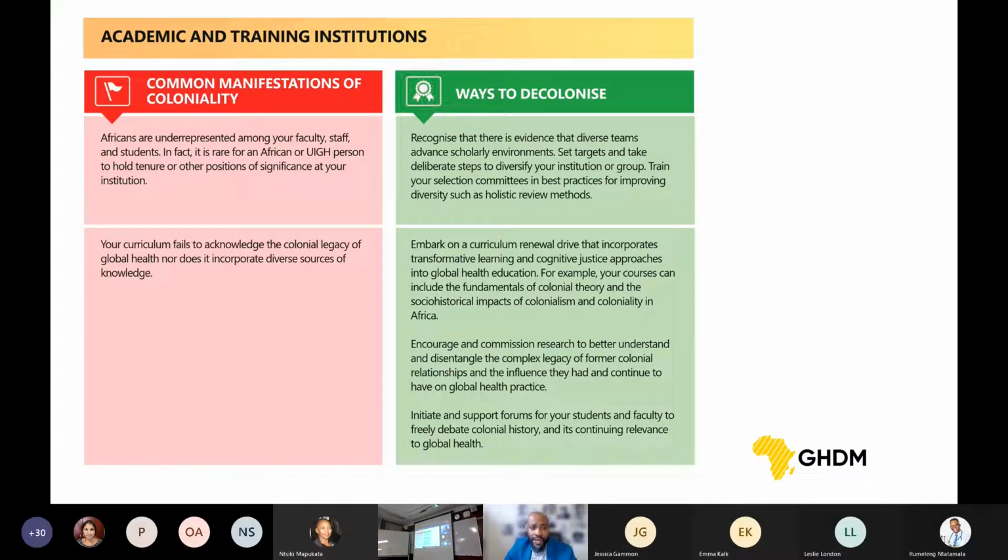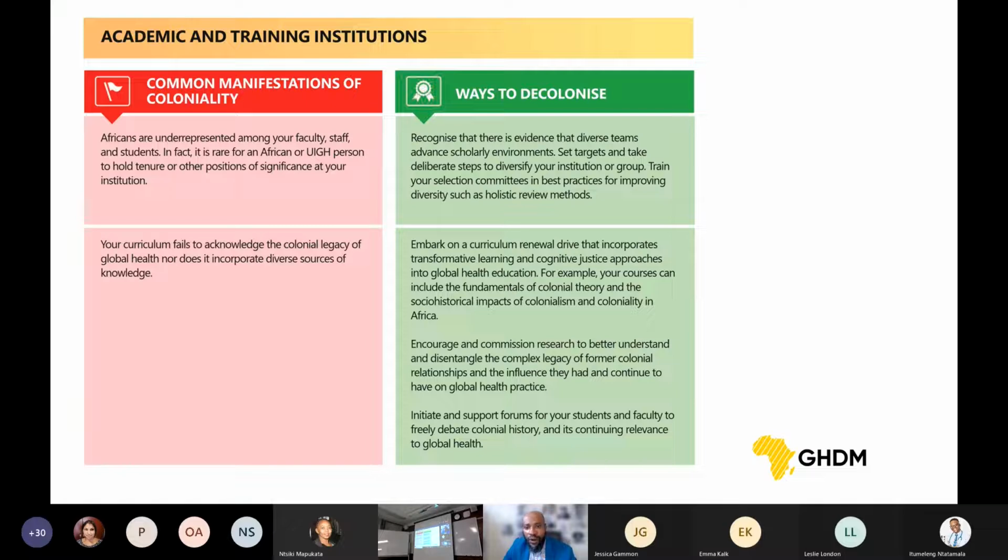For example, for any of you who are schooled in the West, and perhaps we're also guilty of that in our schools of public health on the continent as well, our curricula fail to acknowledge that global health is a cousin or a niece of colonial medicine, right? And so lots of times our curriculum doesn't acknowledge this past and the kind of impact it has on the practice of global health today.